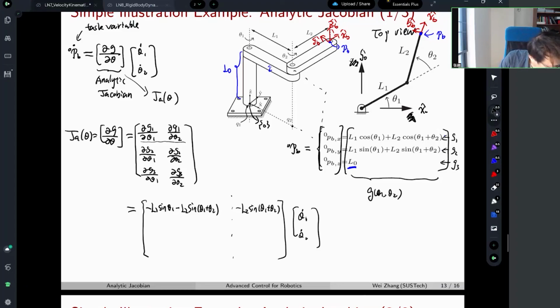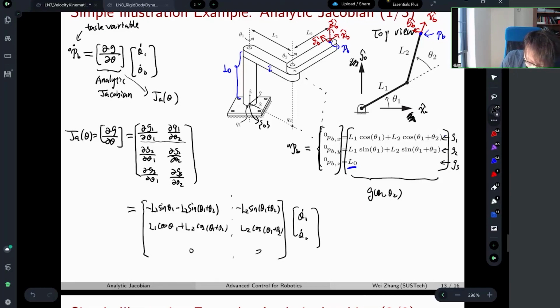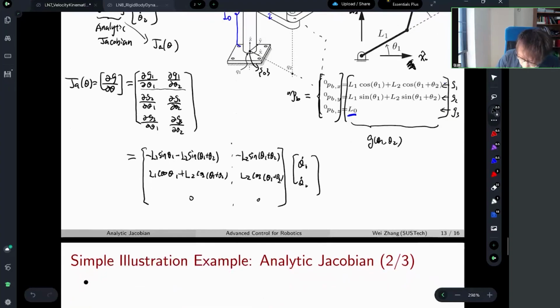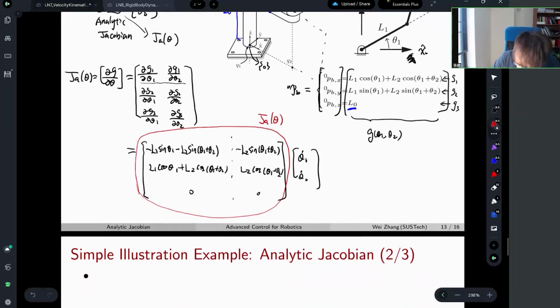Okay. This next one is L1 cosine theta 1 plus L2 cosine of theta 1 plus theta 2. This guy is L2 cosine of theta 1 plus theta 2 times theta 2 dot. And this guy is 0. It does not contain any joint variables. So we finished computing everything. This is our analytical Jacobian in this case, our J_A of theta. Any questions?